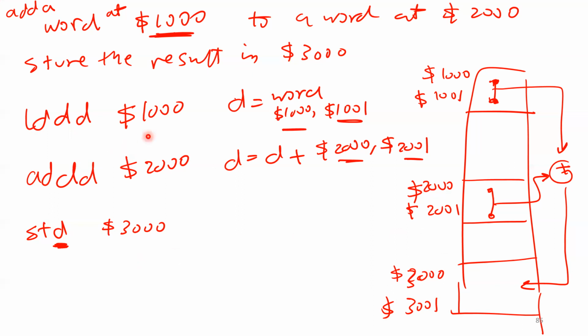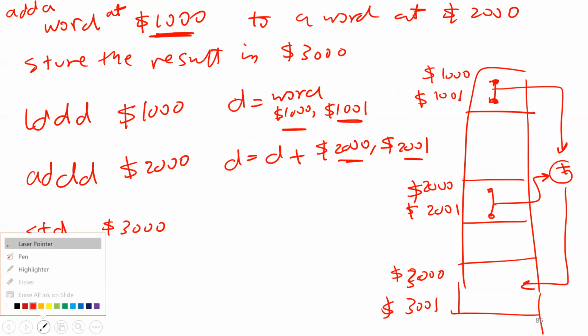So here, I'm gonna read the word at location 1000. I'm gonna store it in register D. This is number 1, okay? And then I'm gonna add this word, which is in D, plus a word at 2000, okay? So what this instruction is gonna do is add register D, which is now storing this word, and then add this word. I should put brackets here if you are confused.